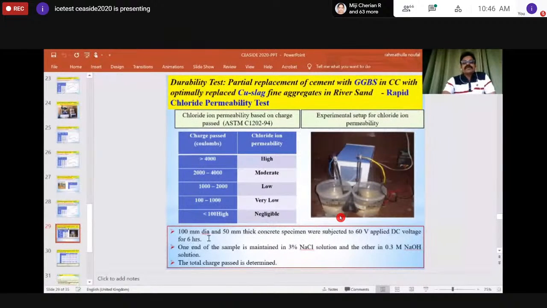That is the dimension. For 6 hours, every half an hour we measure the current passed through the concrete. Then after adding all these values, we find out the total current which is passed during that particular time, and the total charge passed is determined.